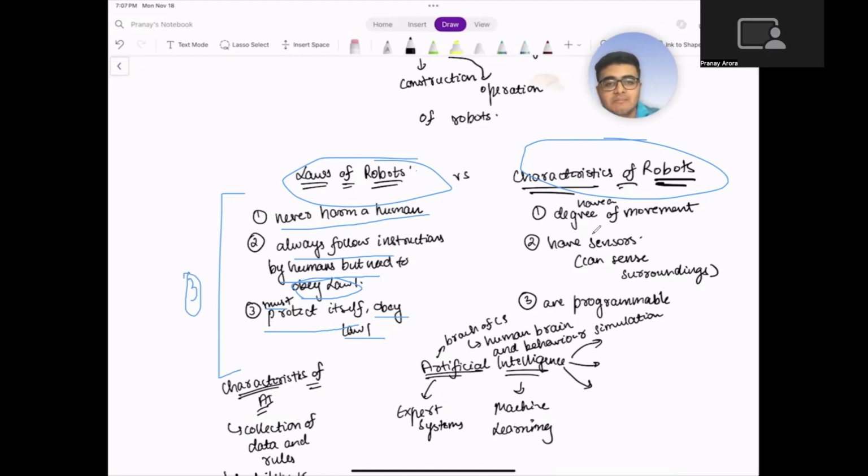Characteristics of robots: they have a degree of movement. Obviously, robots can move. They have sensors, so they can sense their surroundings, and they're programmable. So humans can program the robots.